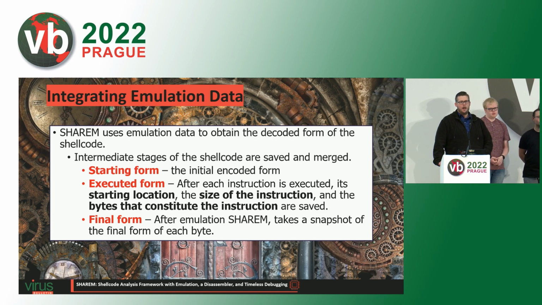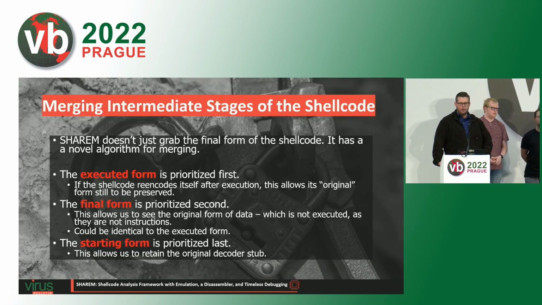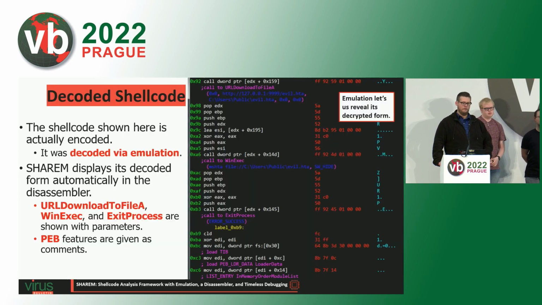Well, we take a snapshot of the starting form and then the final form, and then after every CPU instruction is executed, we'll take an image of the specific bytes being executed, their starting and ending location, and then we will merge all of these together, the executed form, the final form, and the starting form. This way, if the shellcode were to re-encode itself, we would still be able to reveal its true inner form, which, by the way, is not very common, but it's something that could be done.